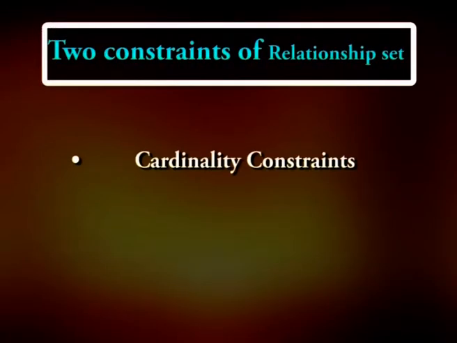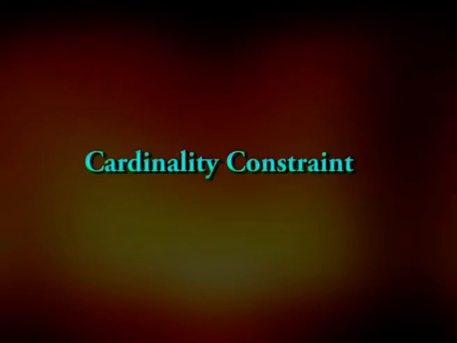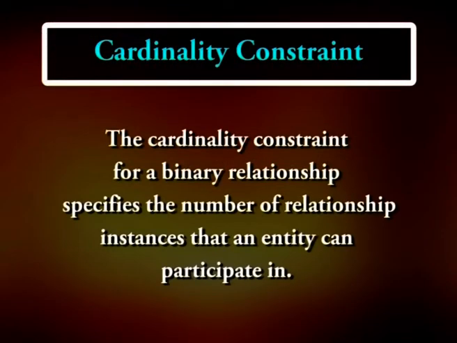There are also constraints on the relationship sets. Each and every relationship set is associated with two constraints, and these constraints offer a powerful way to model real world mapping. These constraints are cardinality constraints and participation constraints. So, first is the cardinality constraint. The cardinality constraint for a binary relationship specifies the number of relationship instances that an entity can participate in.